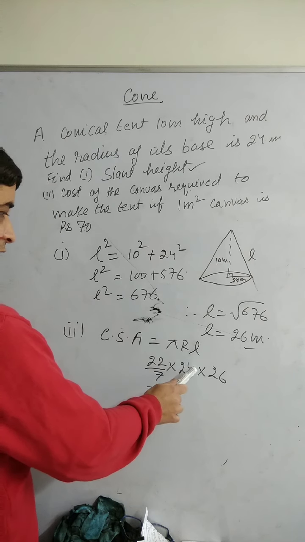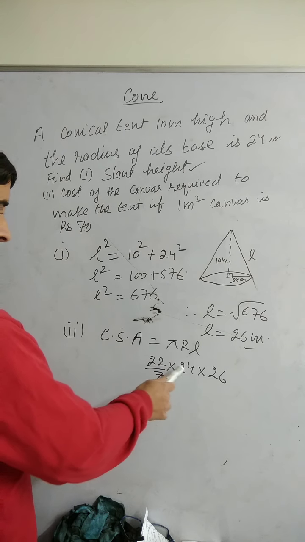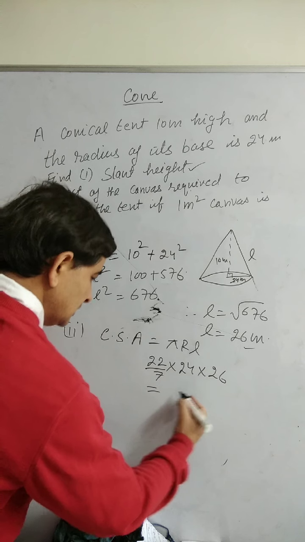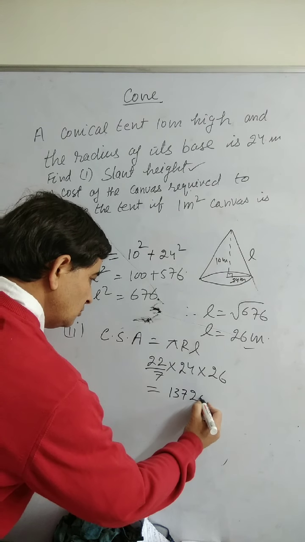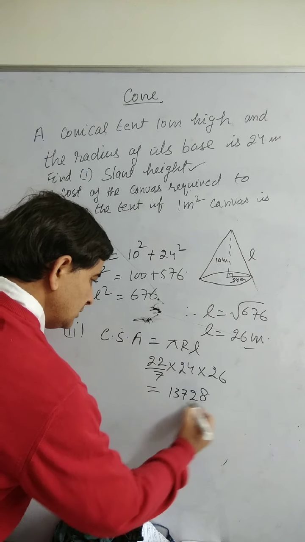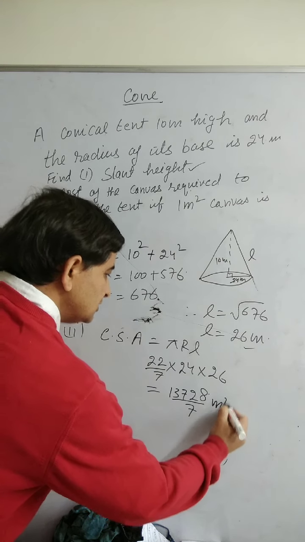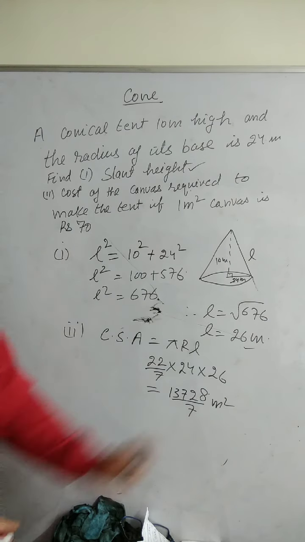So it will be how much? 22 into 24, 24 twos are 48, 480 and 48 into 26. I think it should come 13728 upon 7 meter square. So this will be the curved surface. So this much area of the cloth will be required to make it.